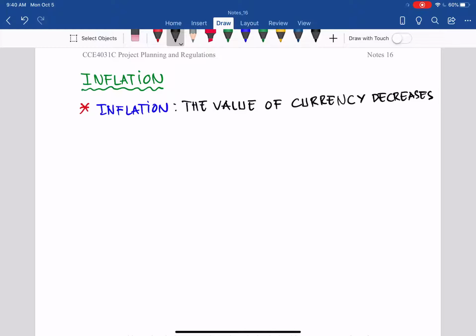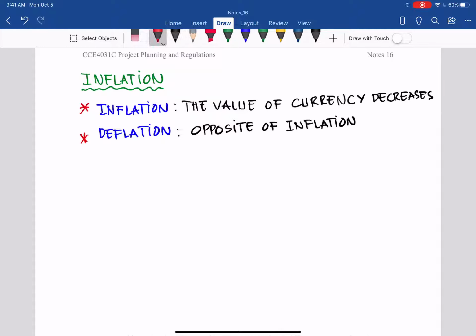The opposite of inflation is deflation. Deflation is basically the opposite of inflation, which means that the value of currency increases. In the normal economy, we have inflation. When we are in recession, we may experience deflation.